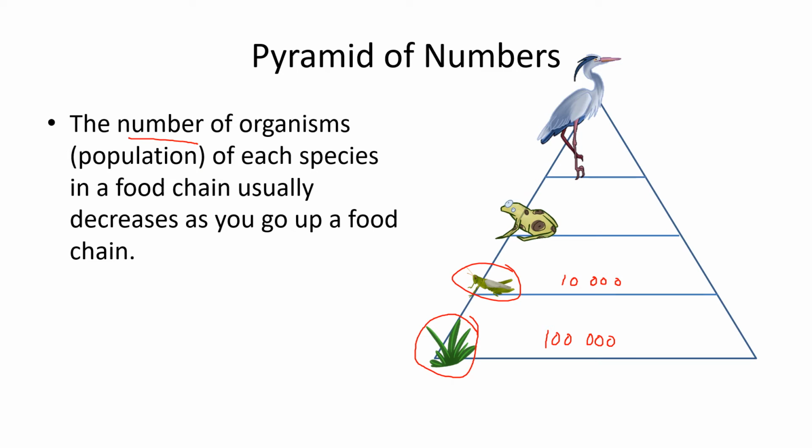And then as you go up the food chain some more, you'd expect there to be fewer frogs and then fewer herons. This might be a bit of an exaggeration. I've never seen 100 herons in an area ever. But you see the general pattern would be there. You get decreasing populations as you go up the food chain.